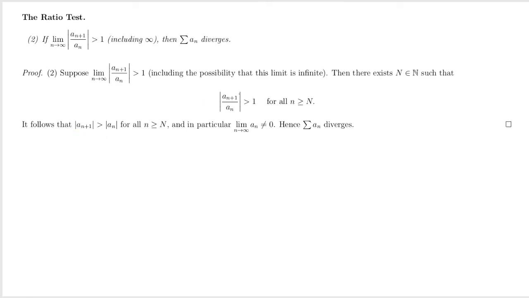And the beauty of that is that it means that there is absolutely no chance that the terms could possibly be converging to 0. They're always greater than some positive number, and so they can't be converging to 0. And if the terms don't go to 0, then we know that the series diverges. And so that's the proof of the second part of the ratio test, and now we've done the whole thing.